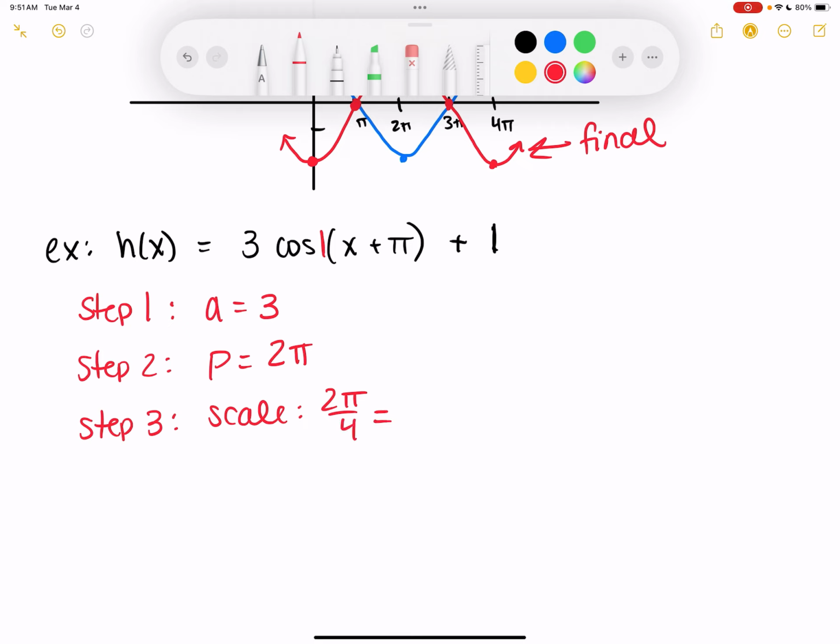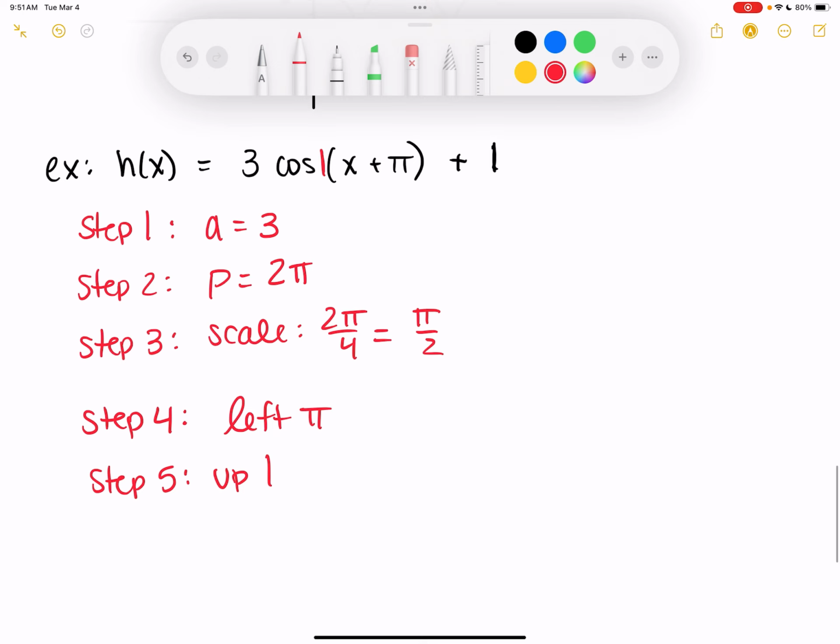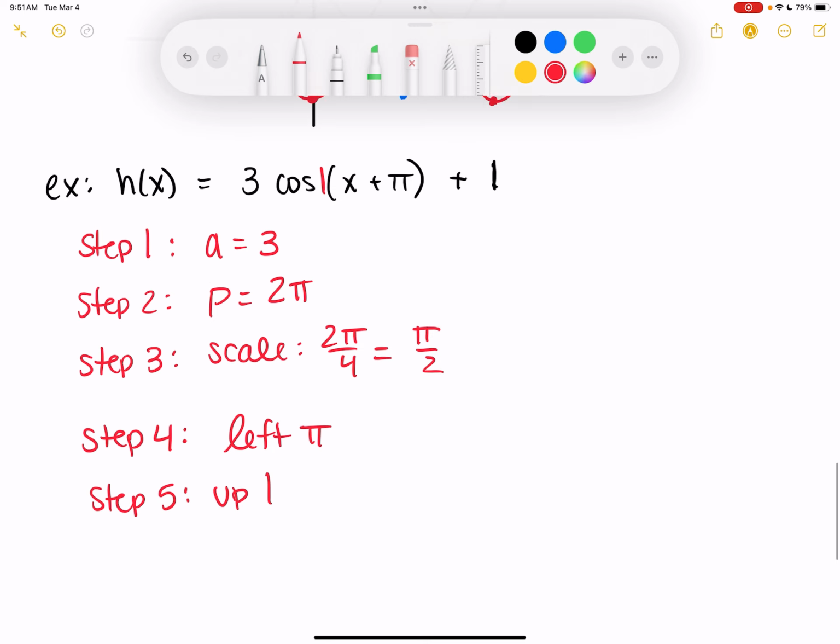So that means this one is scaled just like our parent function graphs are. Pi over 2. I just heard Shepard say it shifted left pi, and yes, that is true. So it goes left pi. What else is happening? Up 1. And is it reflected? No. All right, so I'm going to have my initial graph, which is just the first 3 steps. Then I'm going to shift it left. Then I'm going to shift it up.